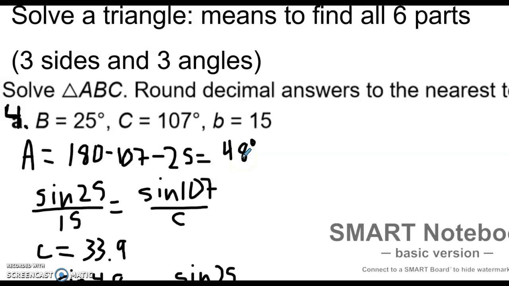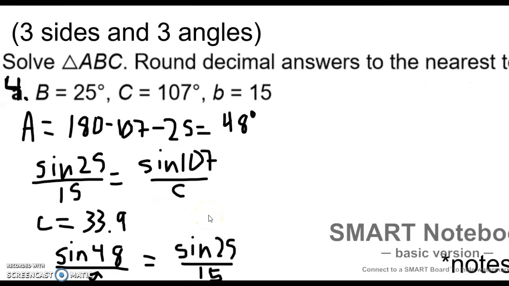So now you've found 4 of the pieces. We still have to find side C and side A. I know that I have angle B and side B, so I'm going to set that ratio up. Sine of 25 over 15. I get that from here. The sine of B over side B is equal to, and let's find C first, it doesn't matter the order of how you do this, sine of 107 over C. So C is our unknown.